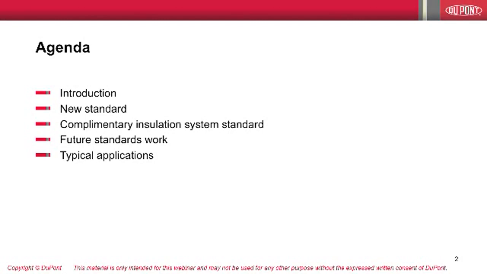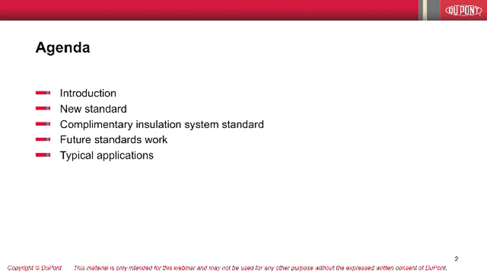In today's presentation, we will first set the stage for the new standard that governs high-temperature liquid-immersed transformers. Key aspects of the new document will be explored, and then we will see how the insulation system standard, revised a few years ago, complements the new document by defining procedures necessary to establish new temperature classes. Finally, we will look at what standards work remains to complete the whole picture, along with some photo examples of typical applications.